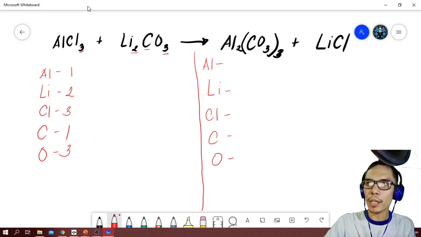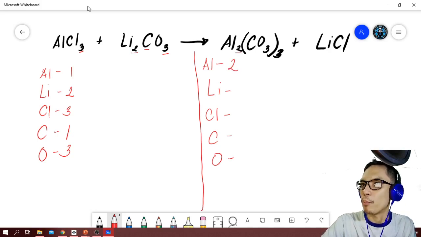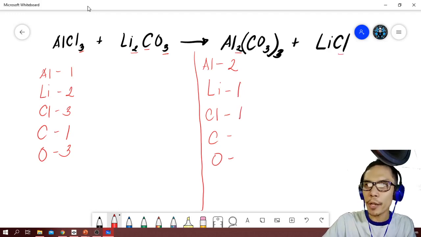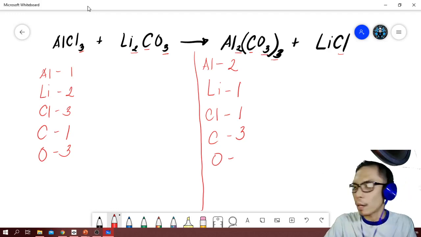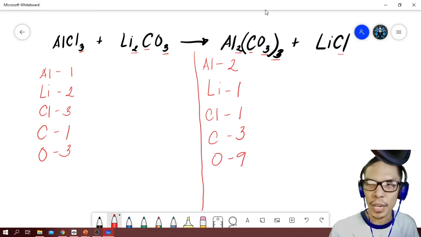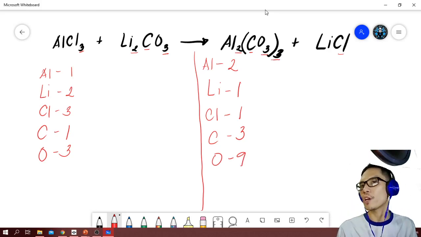How about the product side? Let's take a look. We have 2 over here for aluminum. Lithium, we have 1. Chlorine, we just have 1 as well. Next, the carbon is very tricky because it is in the parentheses, so we have 1 times 3, that is 3. The oxygen has 3 inside, so we have 3 times 3, that is 9. Gosh, that is so many.